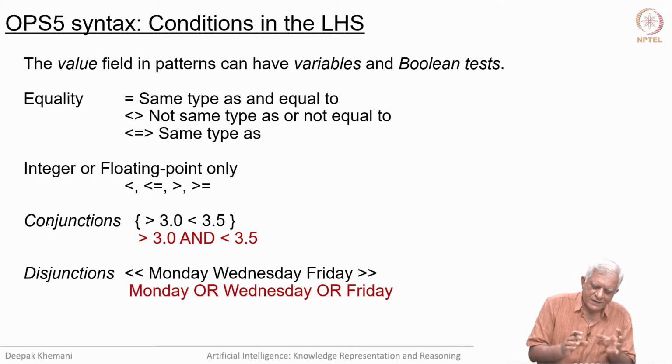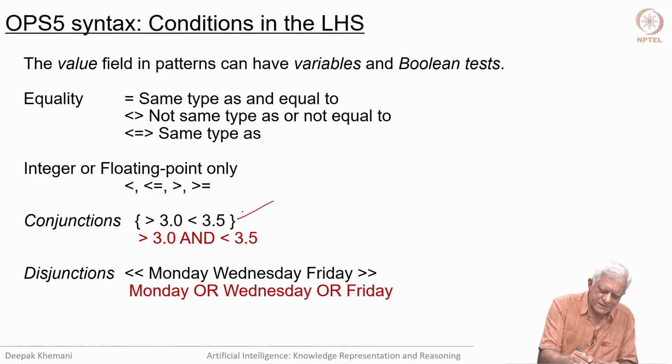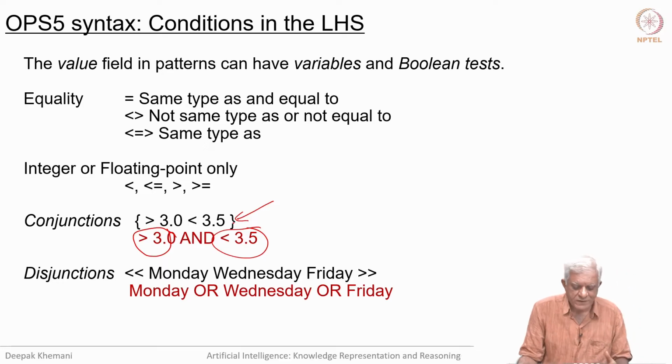The value field can have conjunctions. So, this expression here with the curly brackets, then greater than 3.0 and less than 3.5 essentially says that it should be greater than 3.0 and less than 3.5. Both the conditions must be true, and that is captured by the curly brackets.